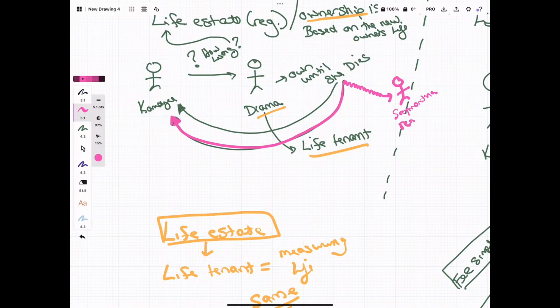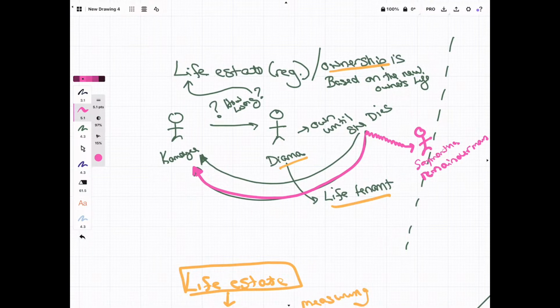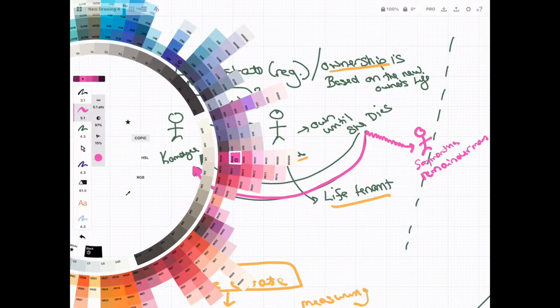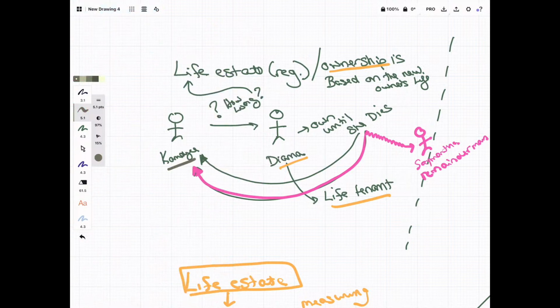Samantha would be the remainder man. So let's talk about a regular life estate, and I'm going to draw it out. In a regular life estate, it started with me with a fee simple absolute. I gave Diana a life estate that she owns until she dies. If there's a remainder man, it would go to that person. If there's no remainder man, it would go back to me.